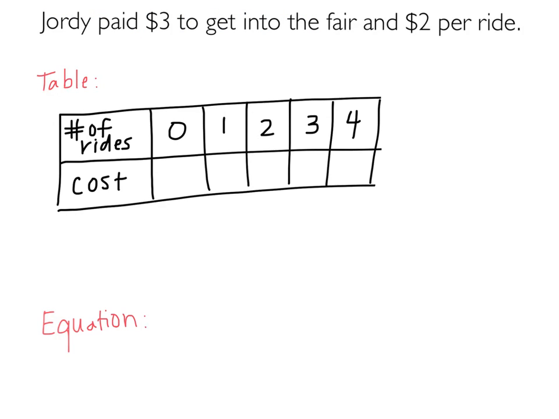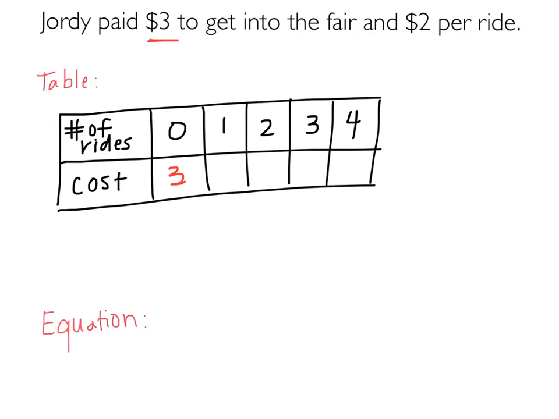All right, now let's take a look at another situation, and we're going to try to see if we think this is proportional. It says Jordy paid $3 to get into the fair, and then $2 per ride. Let's think about this. If Jordy went to the fair and went on 0 rides, he still has to pay $3 to get in. So he paid the $3 no matter what.